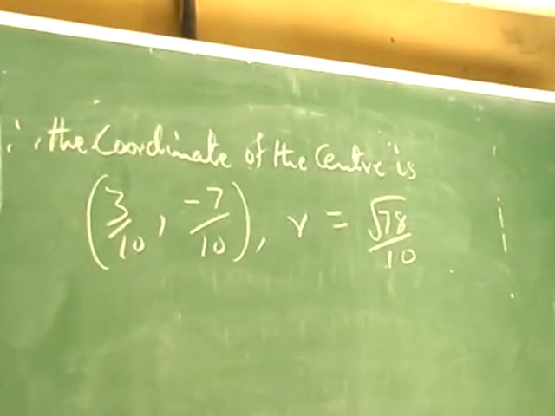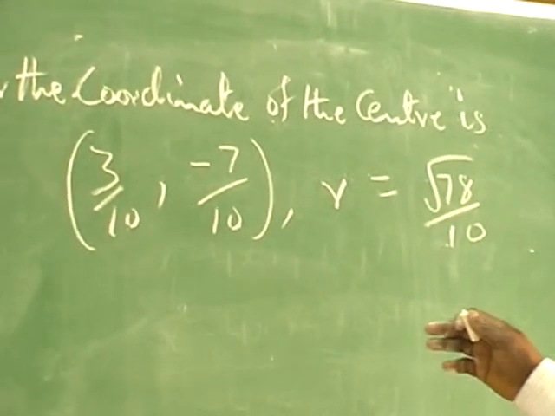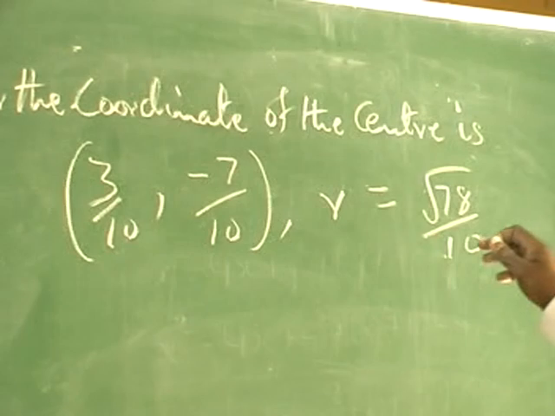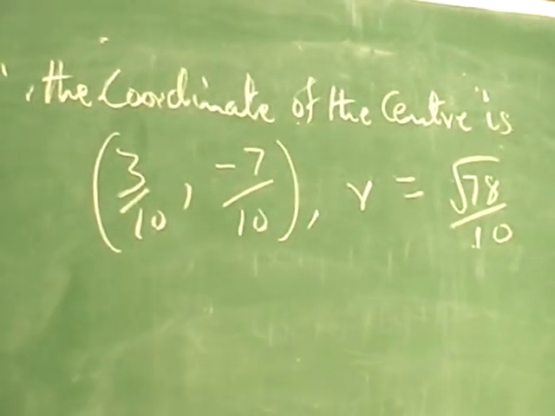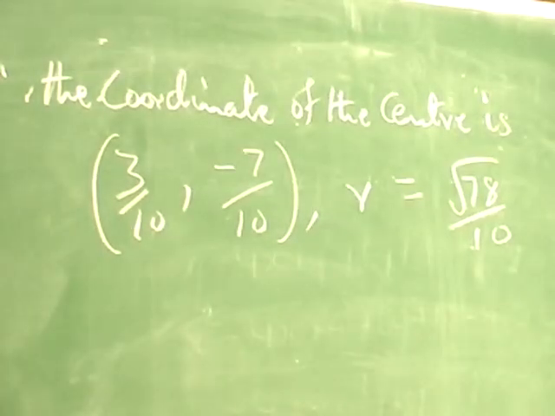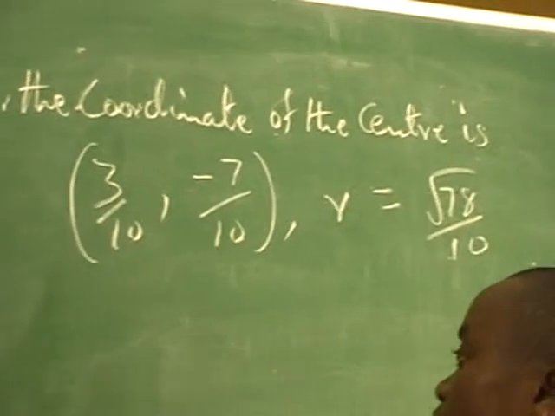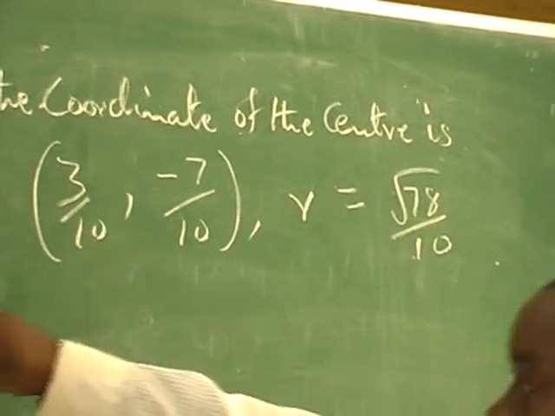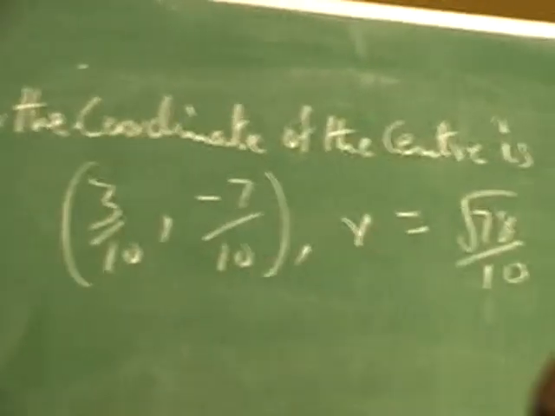Now we have got the coordinates and we have got the radius. So in the question we will be asked to find the coordinates of the center and the radius of the circle whose equation is as given. So this is the coordinate and this is the radius of the circle.